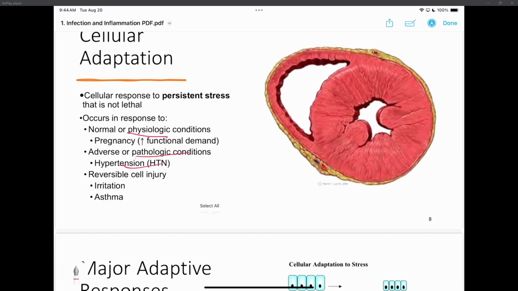And we also have reversible cell injury. This could be due to irritation. Asthma is reversible because you have the attack, you have the inflammation, and then it goes away, it reverts back to normal. That is a reversible injury. If you get a scratch, irritation, it goes away after a few days. It's reversible.